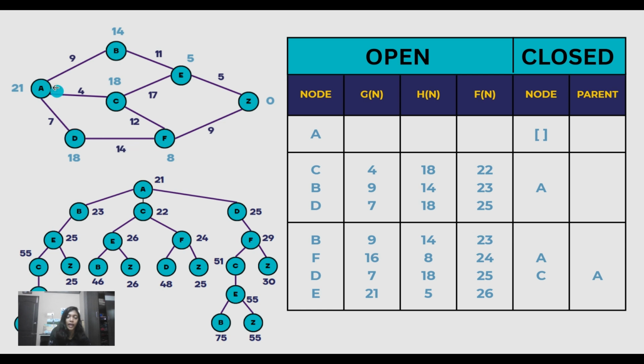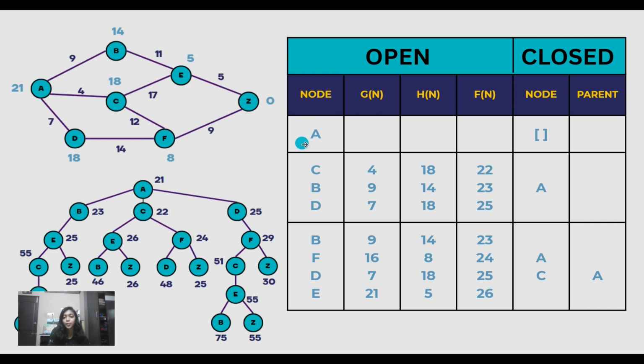Similarly, for D, I will find the cost of the path between the parent node and the current node, which is 7. And the heuristic value for D is 18. So 7 plus 18 will give 25. After summing up all the values, I will arrange them in the ascending order. So I will get the order as C, B, D. 22 is the f of n value for C, 23 is the f of n value for B, and 25 is the f of n value for D.